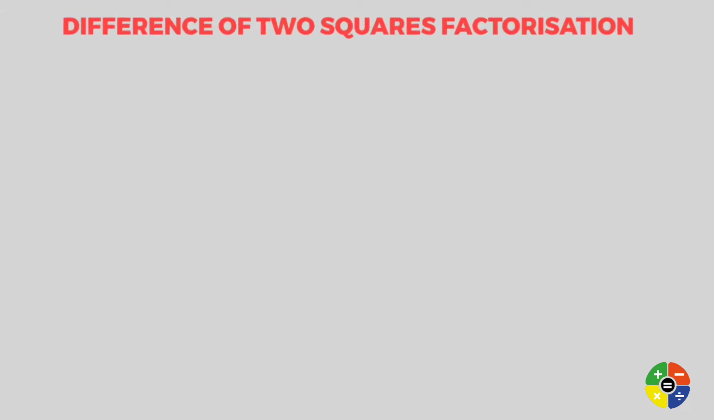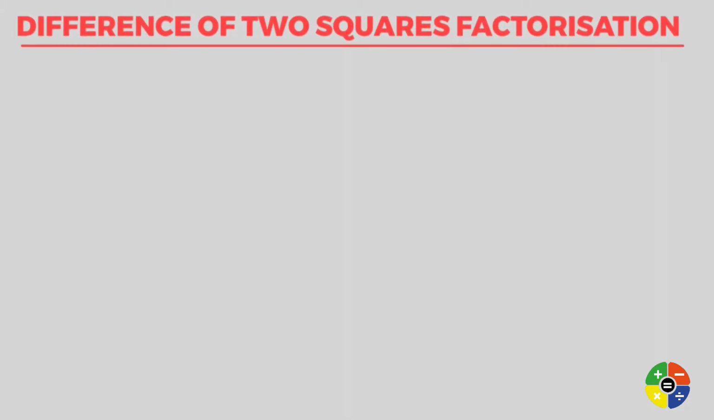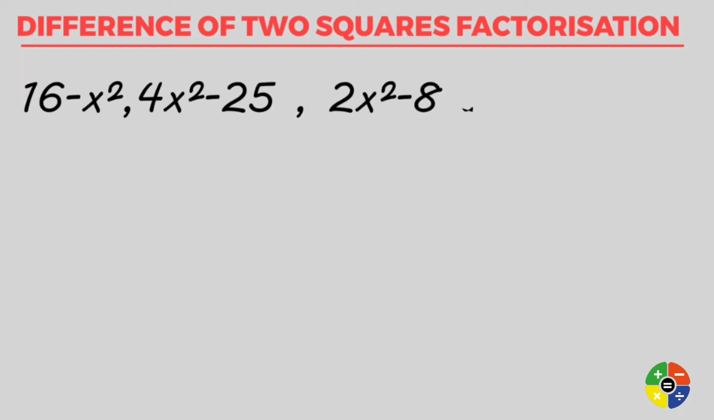In this video, you will learn how to apply the difference of two squares factorization to factorize algebraic expressions such as 16 minus x squared, 4x squared minus 25, 2x squared minus 8, and x squared minus 5.